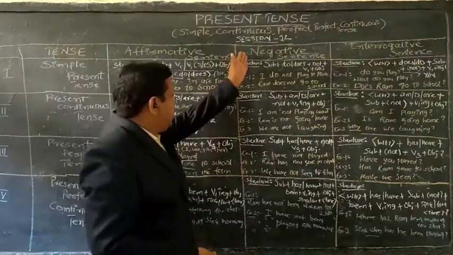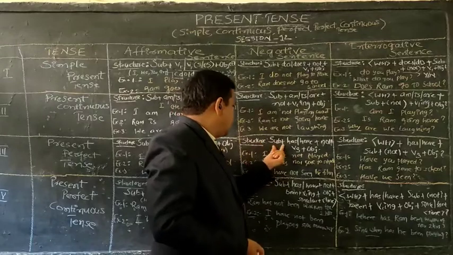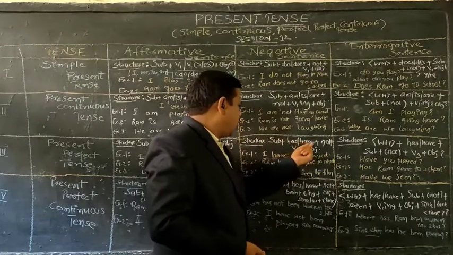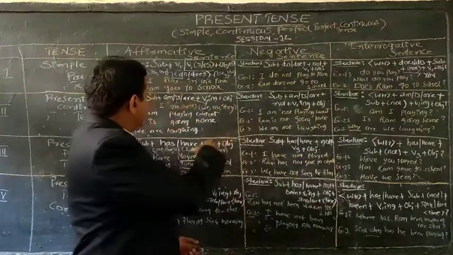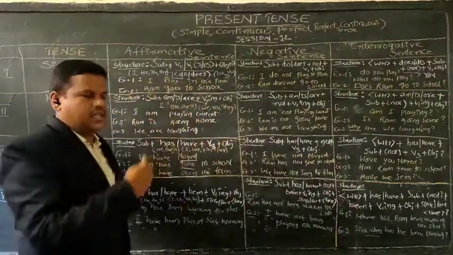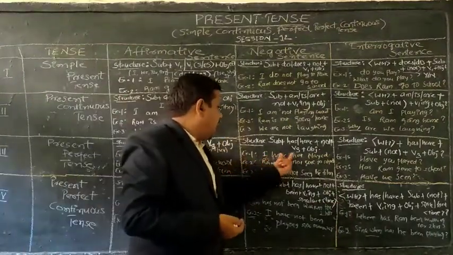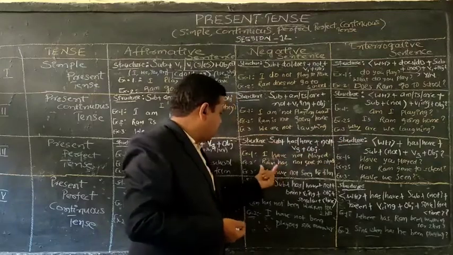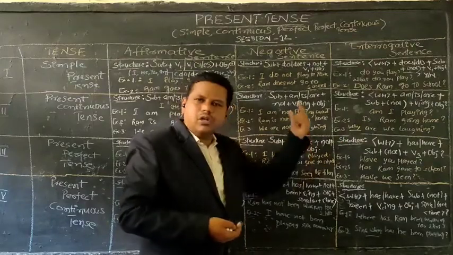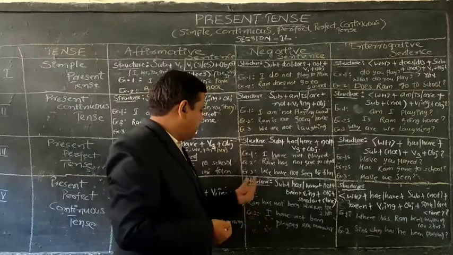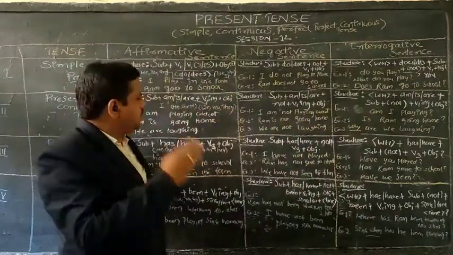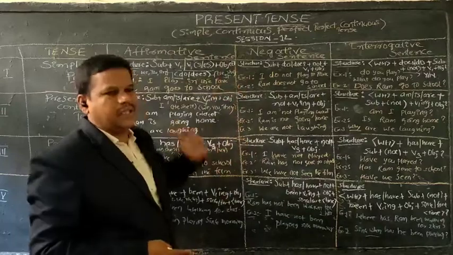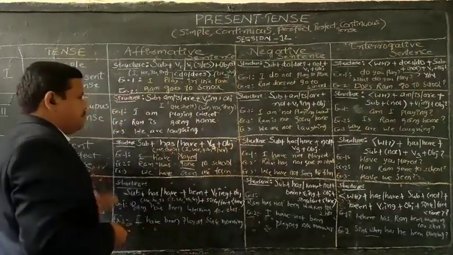In the case of a negative sentence, the structure is subject plus has or have plus not plus V3 plus object. Now how do you transform the affirmative sentence into a negative sentence? I have not played. First example. Ram has not gone to school. Second example. We have not seen the film. So these are the three examples related to the negative sentence of present perfect tense.